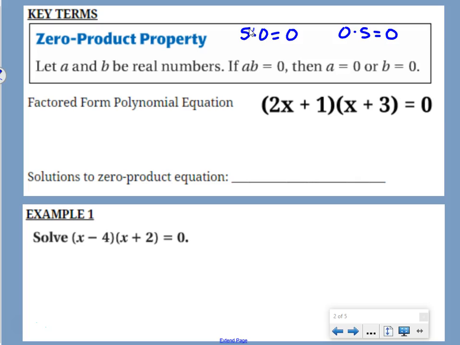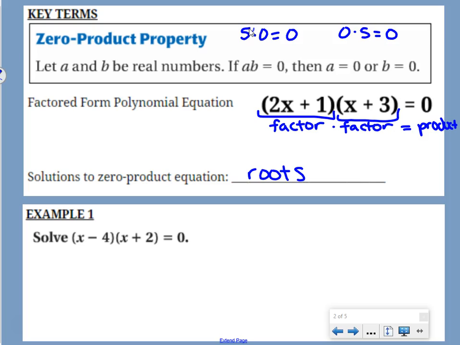Factored form polynomial equation. Here's an example of that. Factored form just means we have two factors. Both of these in parentheses are called factors. It's a factor times a factor equals your product. And this product is 0. Solutions to a zero product equation are also called roots. So the solution to that equation would be your solution or your roots.